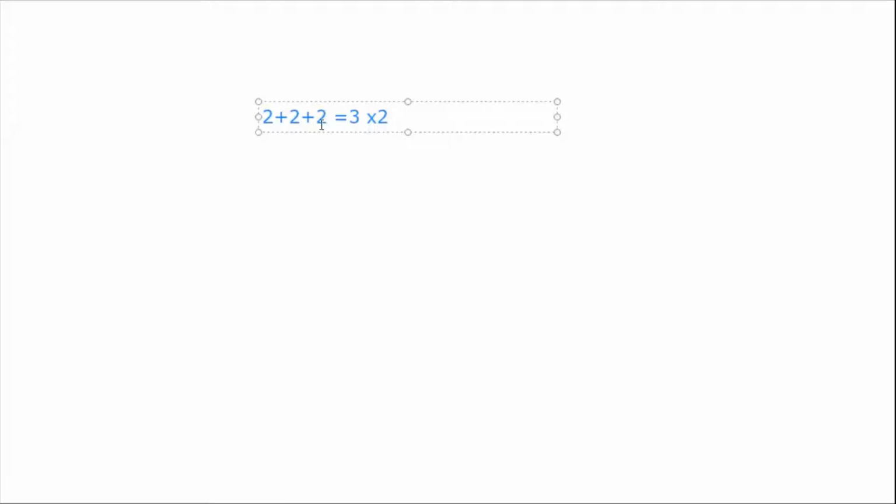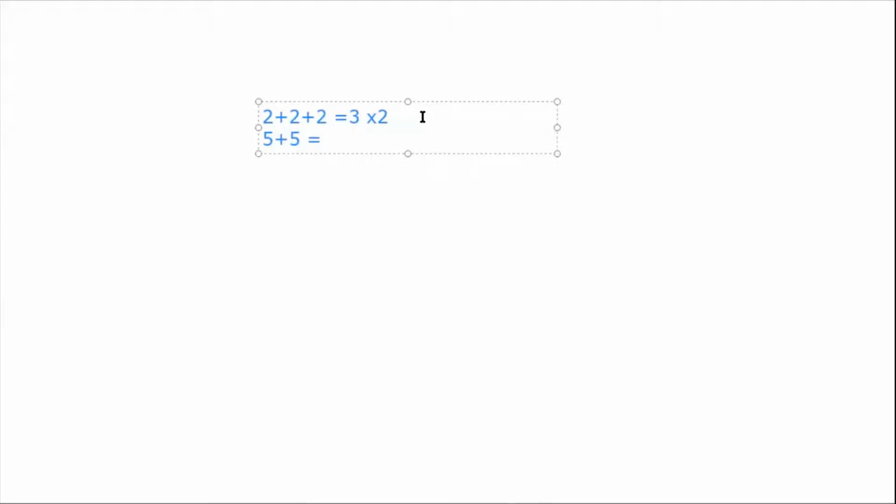2 plus 2 plus 2 can be written as 3 times 2. Can you see? Okay. So this way. Another thing, let's say it is written 5 plus 5. How many times 5 have I written?